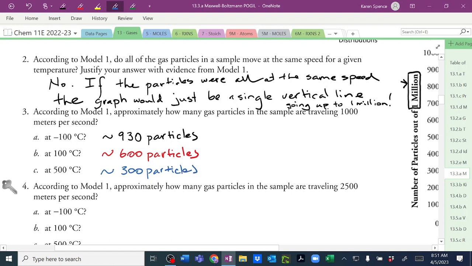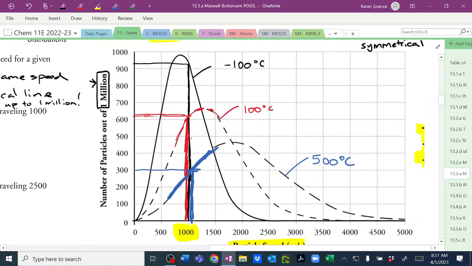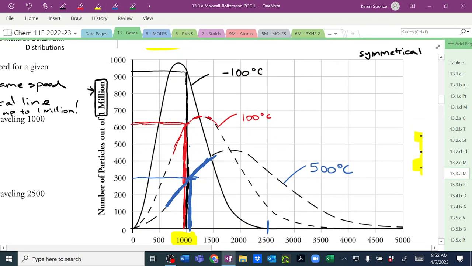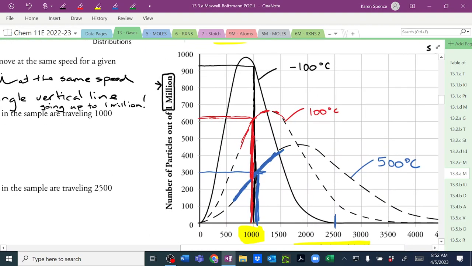And then I guess we get to do the same thing for 2,500 meters per second. Okay, so at 2,500, look, at negative 100, there's essentially zero. Hardly anything left. Technically, this is an asymptote, so you could have a particle going at 1,000,000 meters per second for any of these curves, but that would be statistically insignificant. So for all intents and purposes, we are down to 0 particles.